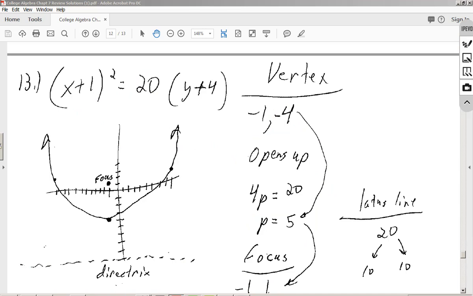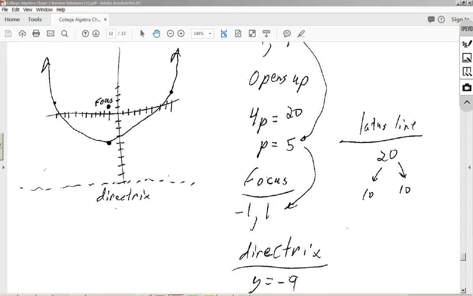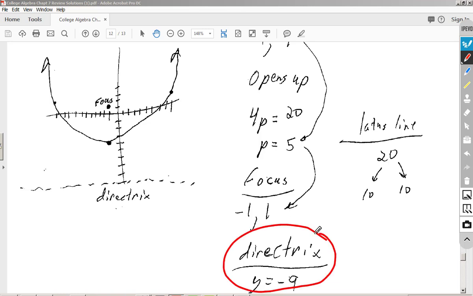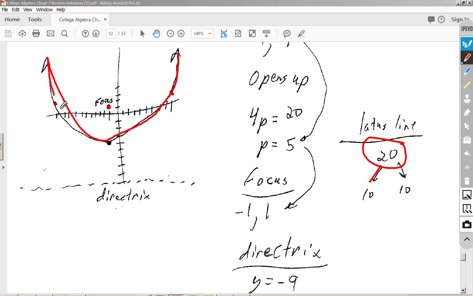So now that I've got my focus, I can find my directrix. My directrix is this line right here. I went down 5 from the vertex's y of negative 4, so my directrix is going to be at y = -9. Now your latus rectum is a total of 20, so move in each direction 10. That's what I did from my focus. I moved 10 in each direction, and that made it so I could draw my parabola accurately. So that's going to be the answer to number 13.